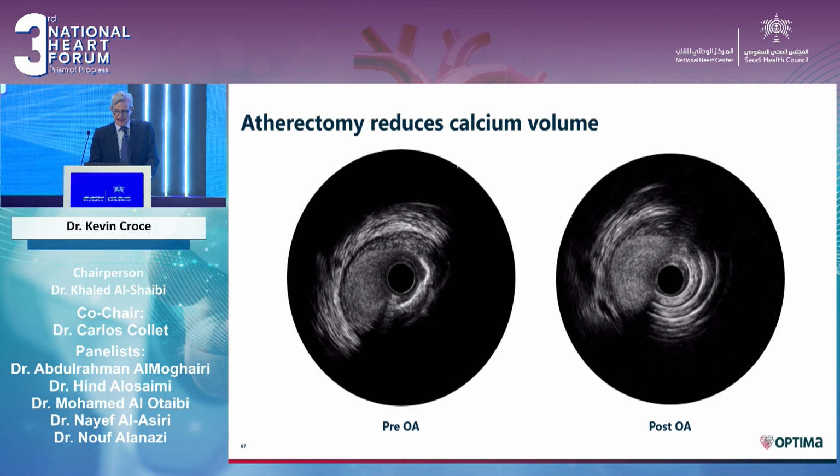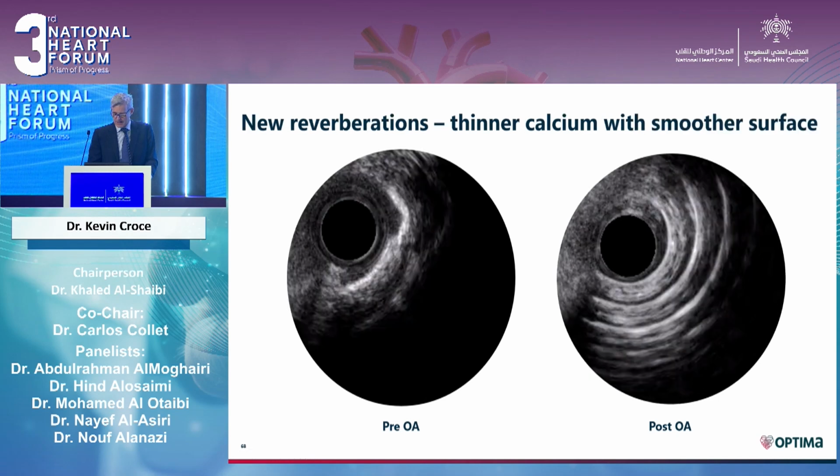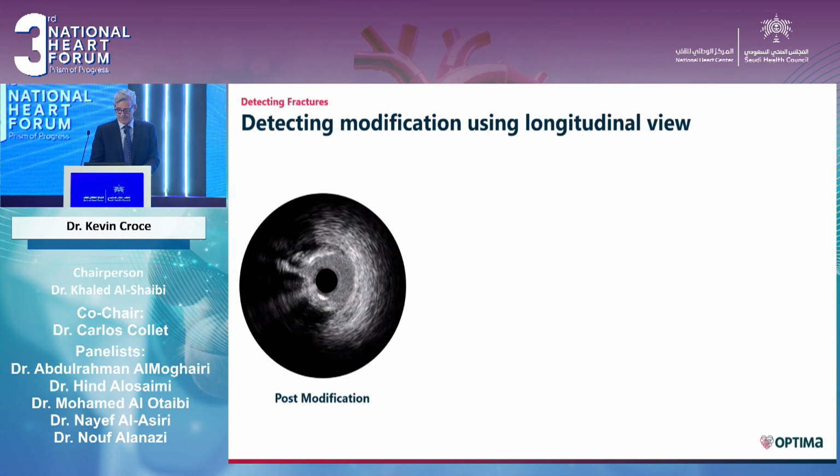This is an example of how atherectomy reduces calcium volume, and after atherectomy you'll often see these reverberations, which are commensurate with having modification of the calcified tissue. New reverberation means that you're actually able to get a change in the structure of the calcium. With atherectomy, you can see pre and post OA here. You can see these new reverberations are a result of the modification that was done previously.